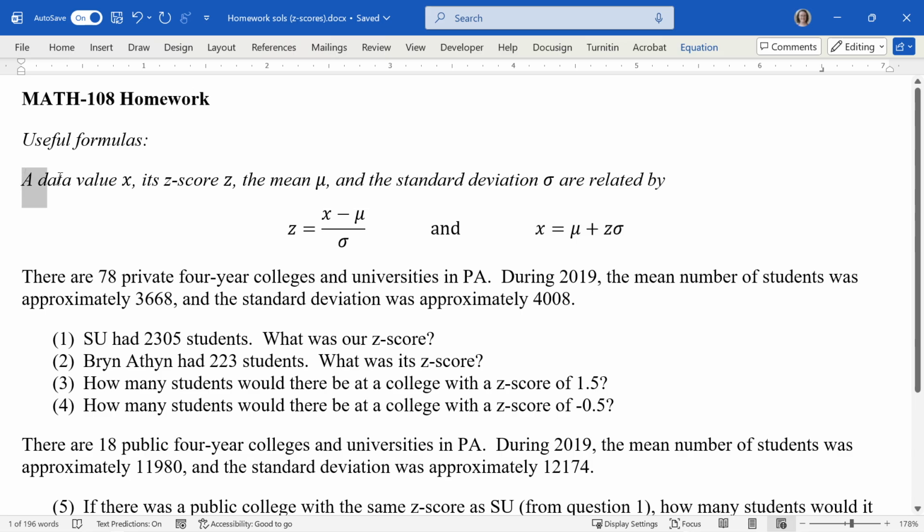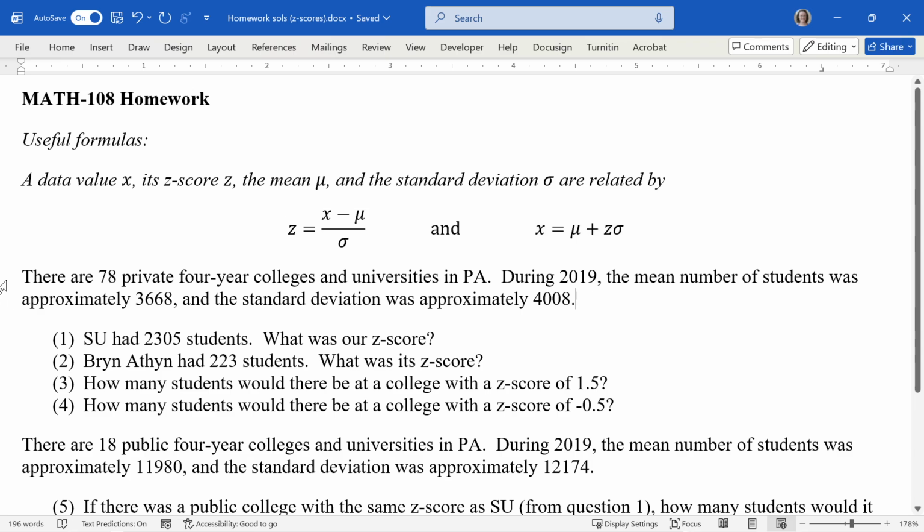For both of these formulas, a data value is called x, the z-score of the data value is called z, the mean of the data set is mu, which is the Greek m, and the standard deviation of the data set is sigma, which is Greek s. So that's what all these things stand for. These are actually the same two equations. The one on the left has been solved for z, and the one on the right has been solved for x. But you can get from one to the other if you need to using algebra.